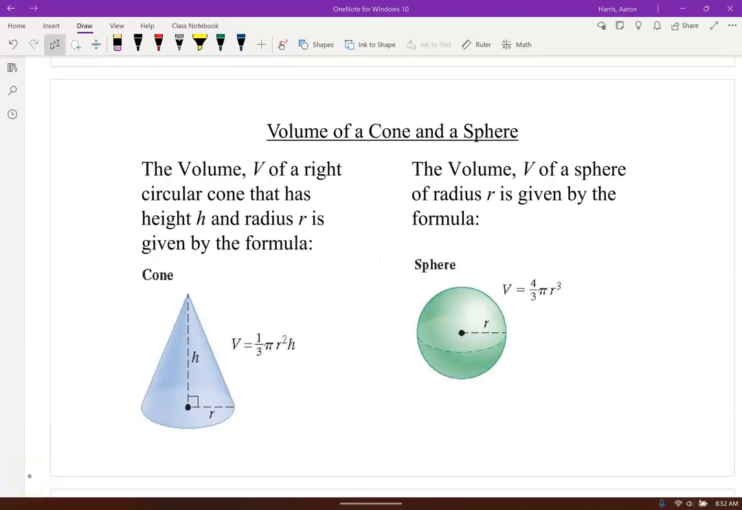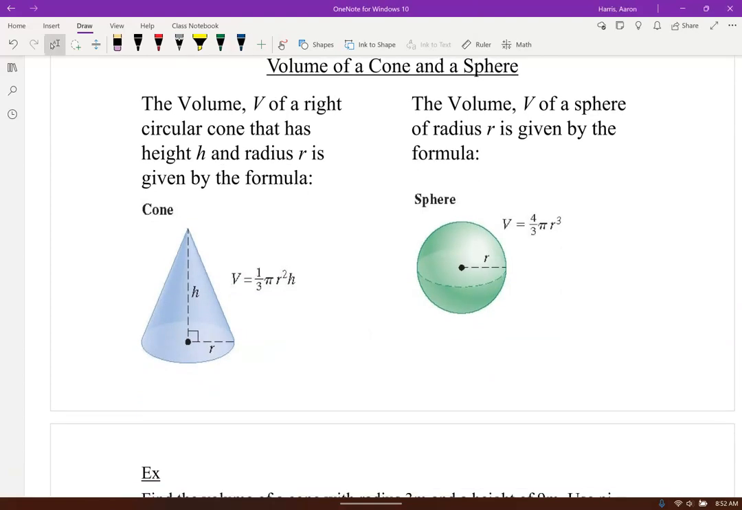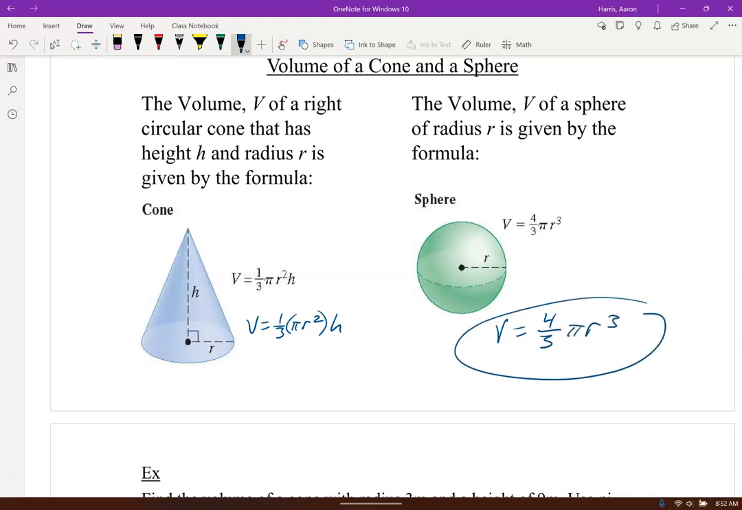So now we get into volume of a cone and a sphere. So here's your equations for these. So volume of a cone is 1/3 times the area of the base, well, the area of the base here is pi r squared because it's the area of a circle, and then times the height. For a sphere, you've got 4/3 pi r cubed for your volume of a sphere.